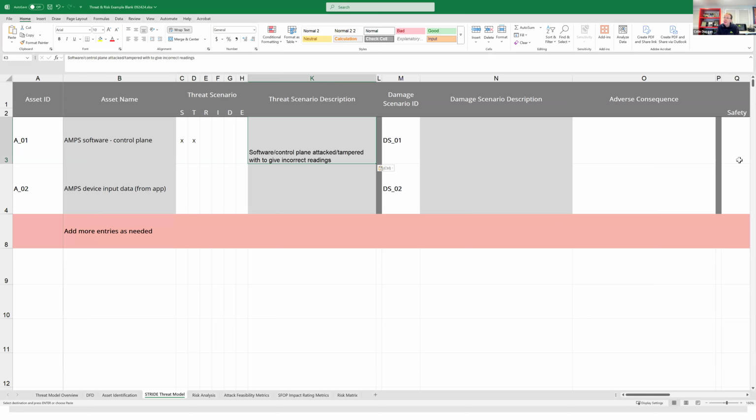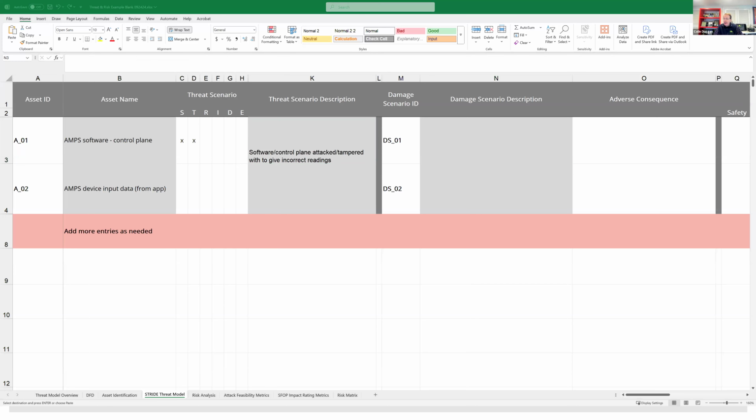The software control plane, the software in the device is attacked, and it's tampered with to give incorrect readings, which is probably one of the worst case scenarios for this device, given that it is a patient monitoring device, and it's actually the generation of the data related to is the person at risk for stroke. So if that data is incorrect, the device is really failing at the function that it has.